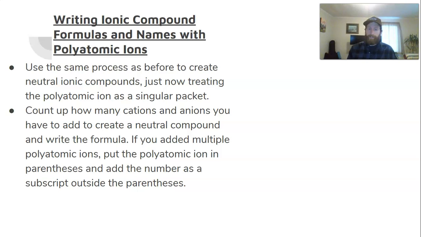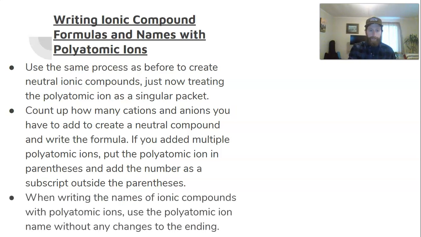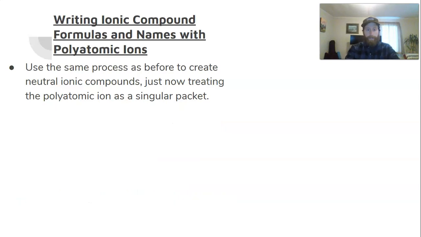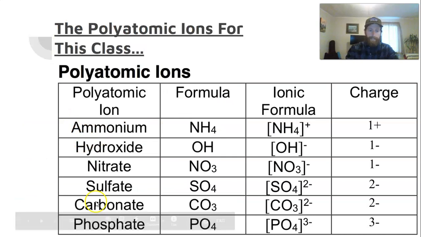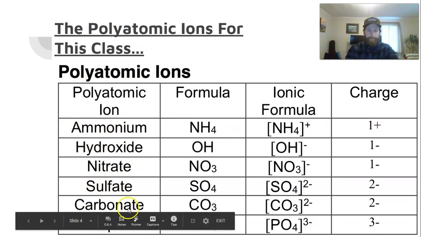Now, a trick here is we're going to introduce the idea of parentheses. So if you added multiple polyatomic ions, put the polyatomic ion in parentheses and add the number as a subscript outside of the parentheses. I'll do an example in just a minute. When writing the names of ionic compounds with polyatomic ions, we use the polyatomic ion name without any changes to the ending. What I mean by that is we'd use these names right here.